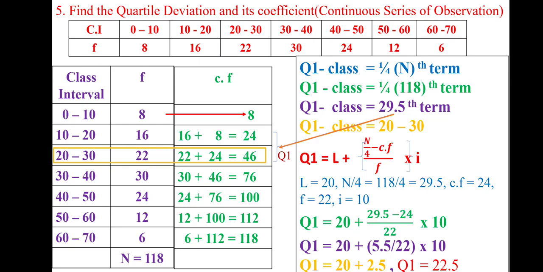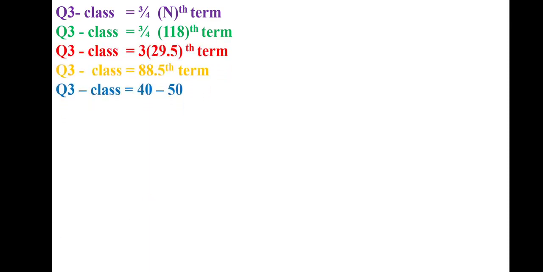Similar way Q3 class also we can find out. Q3 class equal to 3/4 of the nth term. 3/4 of the nth term is 88.5. It lies between 76 and 100. In that maximum is 100. For that row we can select it. That is Q3 class equal to 40 to 50. Here I explained. So Q3 class equal to 40 to 50.